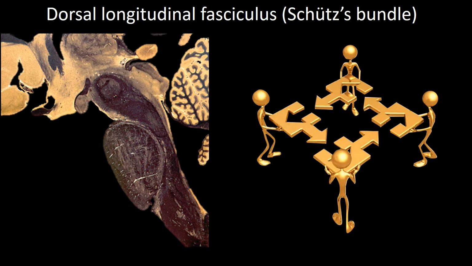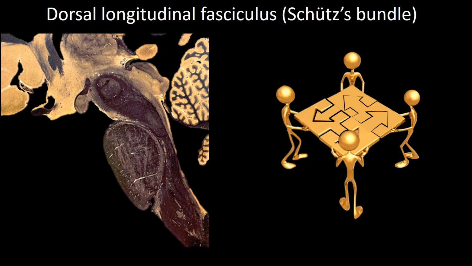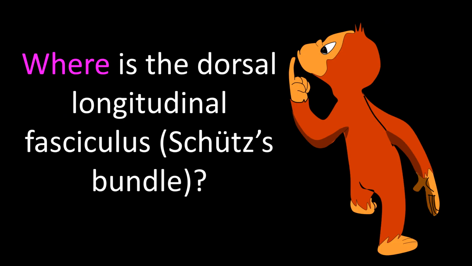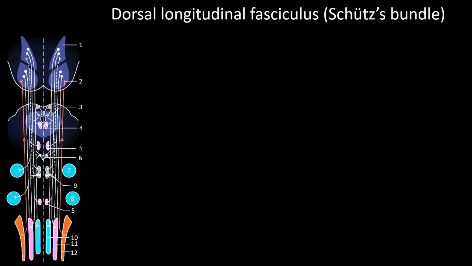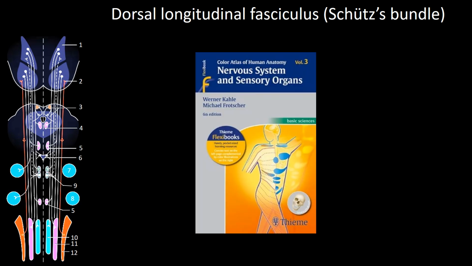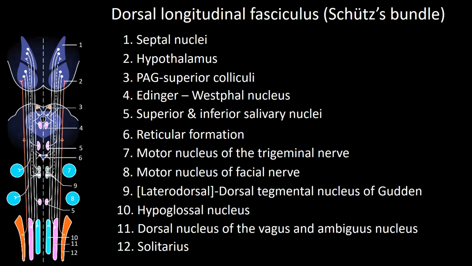So we can surmise the location of the DLF as follows. The right and left dorsal longitudinal fasciculi appear as compact tracts at the midbrain by the red nuclei, running below the ependyma of the aqueduct and close to the midline below the ependyma of the fourth ventricle to the lower portion of the medulla. Now that we have looked at where the DLF is, let's try to answer what the constituents of the dorsal longitudinal fasciculus are. The diagram in this frame is extrapolated from one presented in this book. The numbers by the side match those just listed.